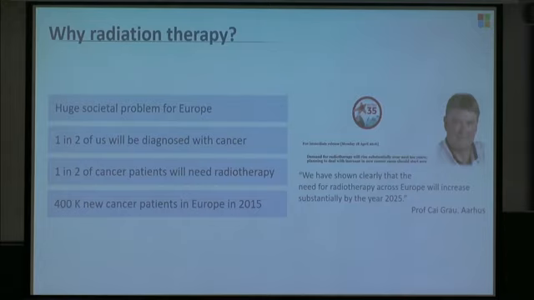And that's important because it is a big societal problem for us, particularly in Europe, because now with improvements in the outlook from dying from cardiovascular disease and other things, if a stroke or a heart attack doesn't get you, then cancer will. And so sadly now, for 1 in 2 of us that's born after 1963, we're going to be diagnosed with cancer at some point in our lifetimes. And 1 in 2 patients who are diagnosed will need radiotherapy based on current treatment patterns. So what does that equate to? Well, in 2015, that was 400,000 new cancer patients that we needed to deliver radiotherapy to.